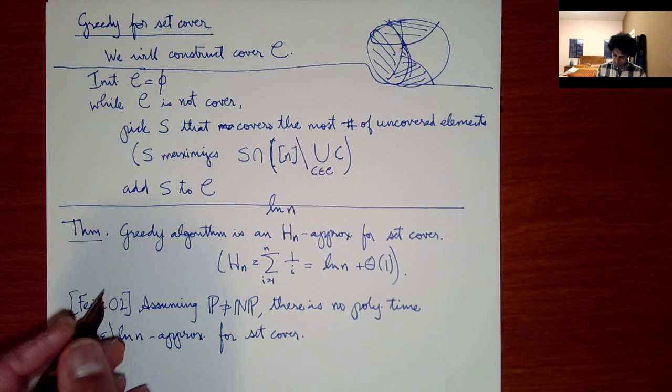The proof of this is surprisingly clever and short, so I would like to show it to you. It's something worth looking over. It's a very beautiful statement. So let me prove that greedy is a log n approximation. Let's suppose greedy picked r sets.